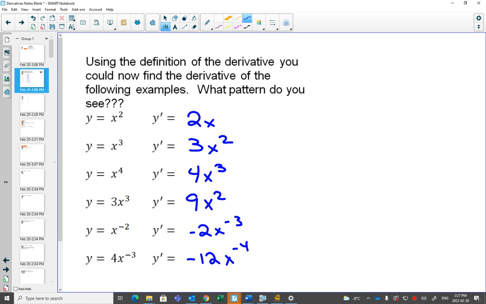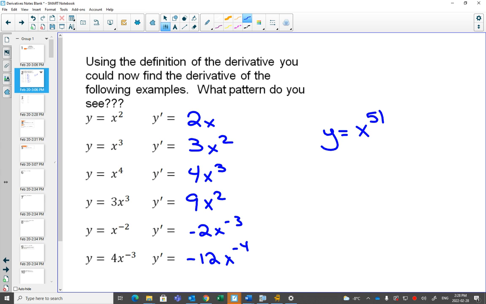The exponent seems to be multiplied, like these ones have a coefficient of 1. Here we have a coefficient of 3. It got multiplied by the 3. Here we had a coefficient of 4. It got multiplied by the negative 3. So that seems to explain the number out in front. And then how do you explain what happened with the exponents? They just go down by 1. And this is the power rule. If you have a power, that exponent comes out in front, multiplies whatever's out in front, and you subtract 1 from the exponent.